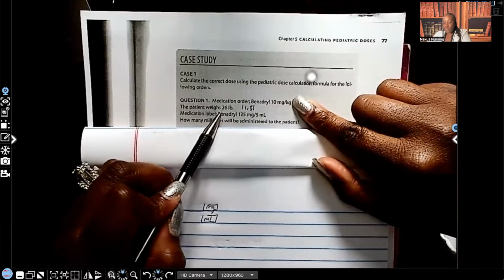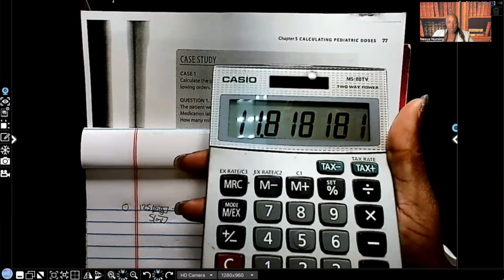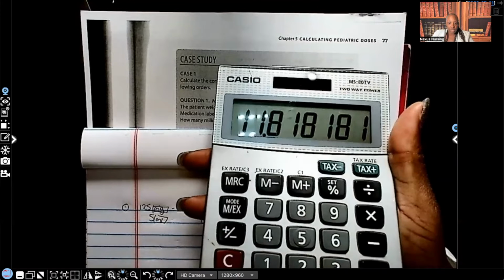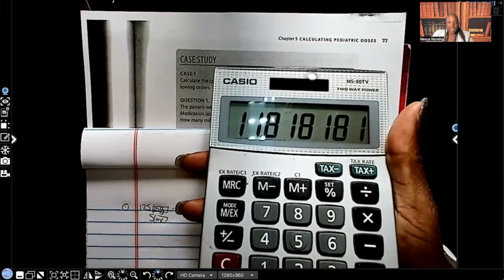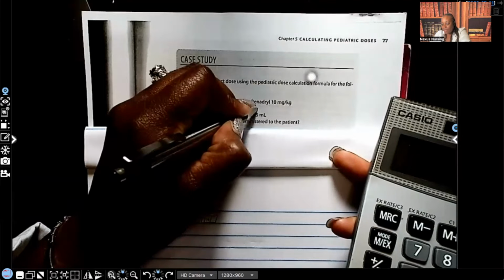Let's look at the rest of our problem. The order is 10 milligrams per kilogram. We're giving 10 milligrams per kilogram. But to figure that out, we have to know what this 26 pounds is. We have to turn that into kilograms. So take out your calculator and do 26 divided by 2.2. When you do it on your calculator, it should give you 11.8181818181. I wrote it right here, 11.81. That's how many kilograms we have, right?